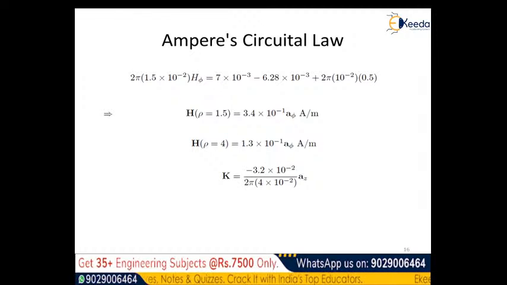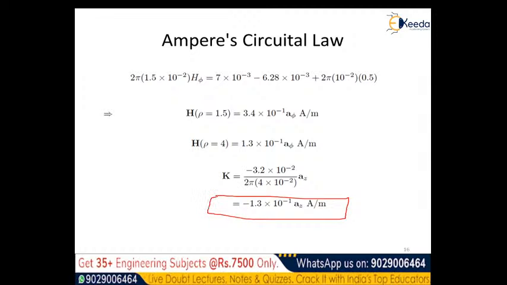K is equal to minus 3.2 into 10 raised to power minus 2 divided by 2 pi multiplied by the bracket that has 4 into 10 raised to power minus 2, and this ratio is multiplied by a z. This is the direction of the current density for the surface current. This simplification leads to K equal to minus 1.3 into 10 raised to power minus 1 a z. This is in terms of amperes per meter. So this is the required answer as a solution to part D.